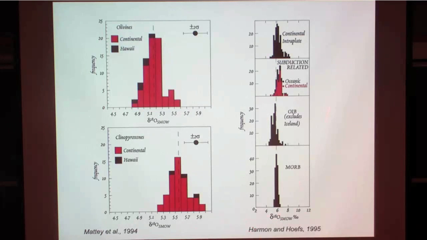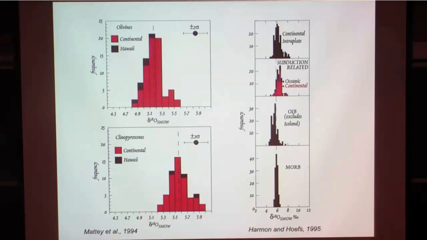But if you look at whole rocks, you see that MORBs have a very tight value, right? So you can say, okay, MORBs are pretty distinct in their values and they're homogeneous. But the subduction-related values are slightly higher. OIBs tend to be like MORBs but have slightly more scatter.